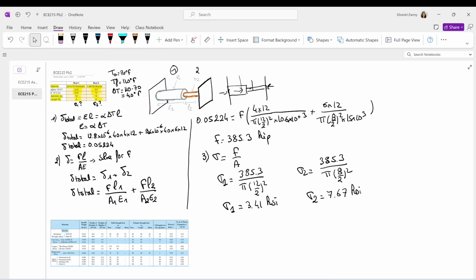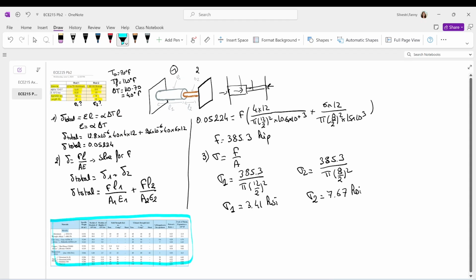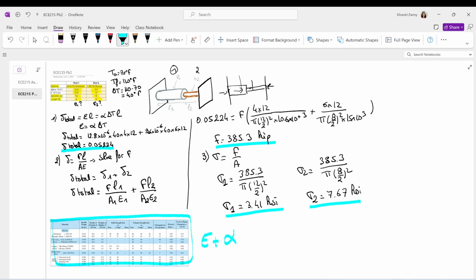So just a little summary. What we did is that we found the information in our table for E and alpha, the coefficient of thermal expansion. We found the delta total as if there were no walls and it could expand, so how much it would have expanded, using the formula with alpha, delta T thermal, times L. We solved for the force using the formula for the delta, but this time using delta equals F times L divided by the area times the Young modulus. So we solve for the force. And last step, we solve for the normal stress in the rod number 1 and the rod number 2.